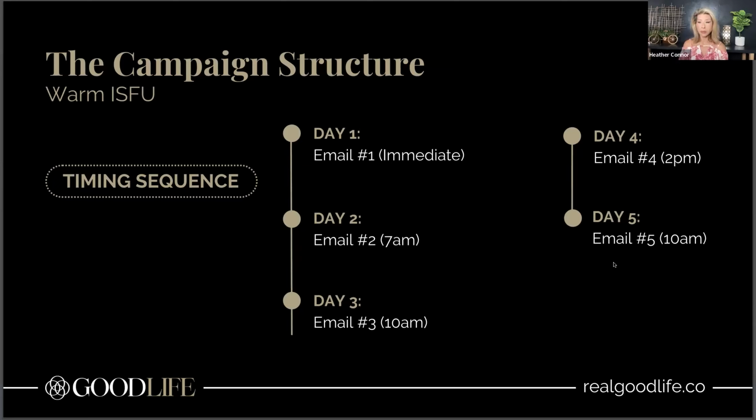Day 1, email number 1. As soon as they reach out to you or you're given the contact referral, that email goes out immediately. Day 2, email number 2 goes out at 7 a.m. Day 3, email number 3 goes out at 10 a.m. Day 4, email number 4 goes out at 2 p.m. Day 5, email number 5 goes out at 10 a.m.